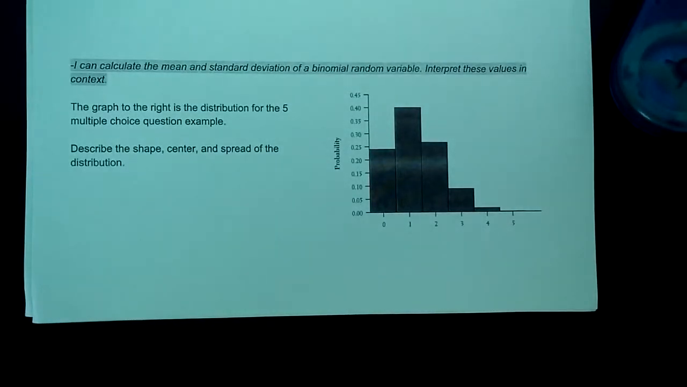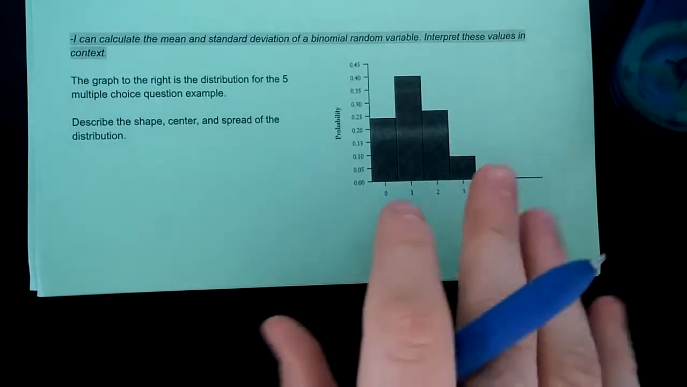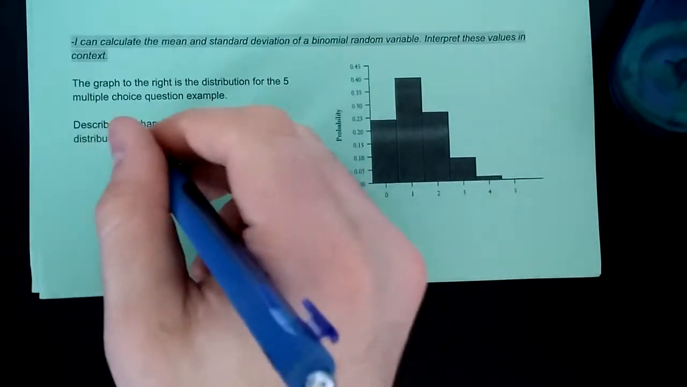In this video, section 6.3 notes, we're going to talk about how to find the mean and standard deviation of a binomial random variable and then interpret the values in context. First, let's look at the graph from the previous example on the 5-question quiz. Let's talk about the shape, center, and spread of the distribution.